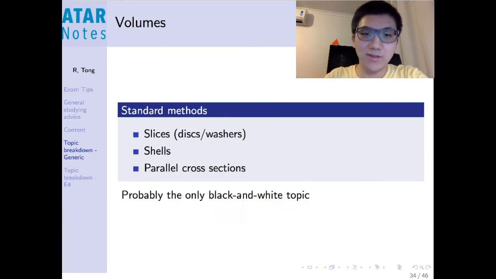Volumes. Your three standard methods for volumes are when you deal with slices, so those are your discs and washers, your shells, and your parallel cross-sections. For the first two, you might want to memorize the formula so you have a rough idea of what you're heading at. Cross-sections can be a bit more diverse. If you ask me, this is the only real topic that's basically black and white, and when I say that, I mean it's fairly predictable.